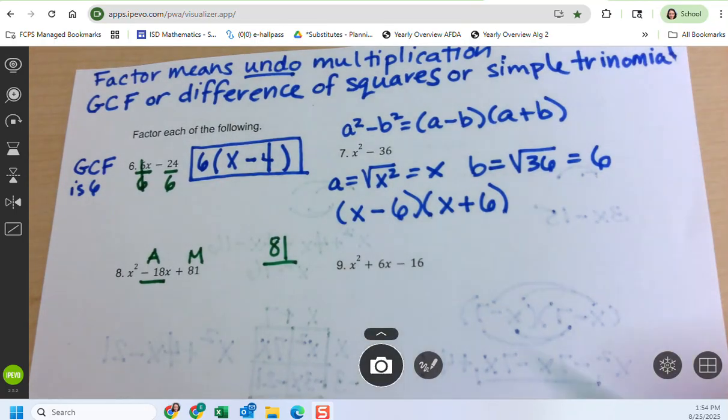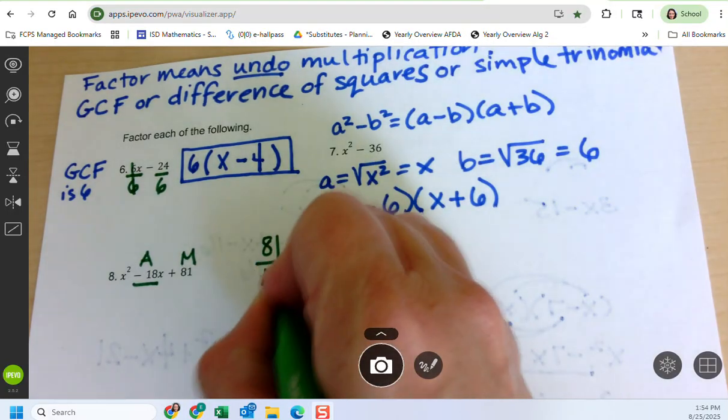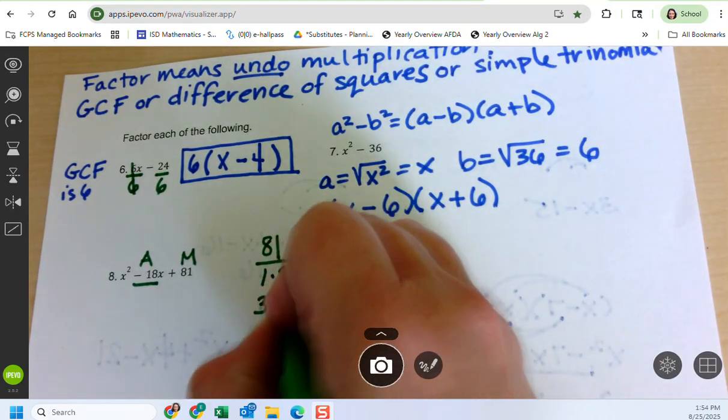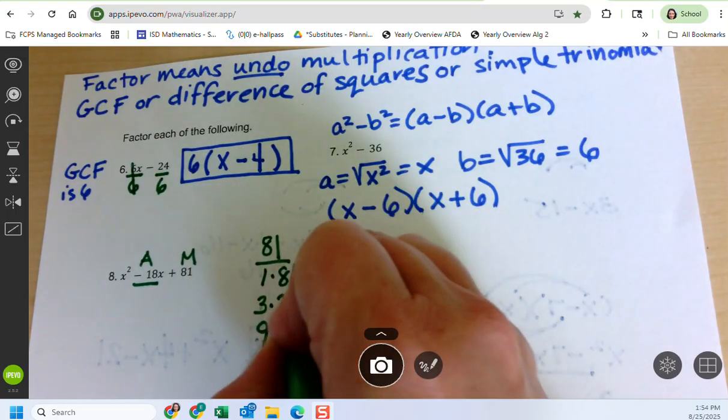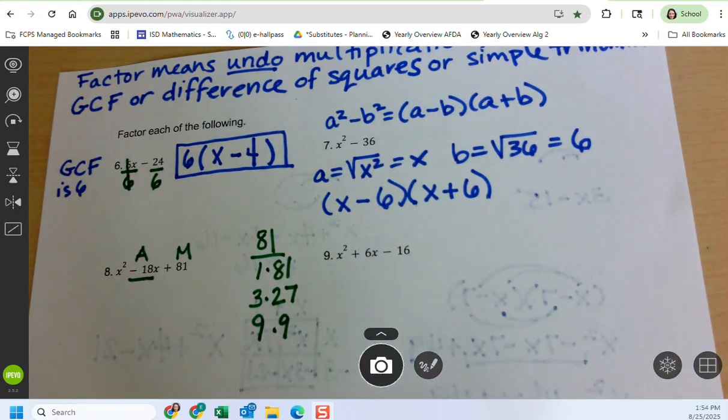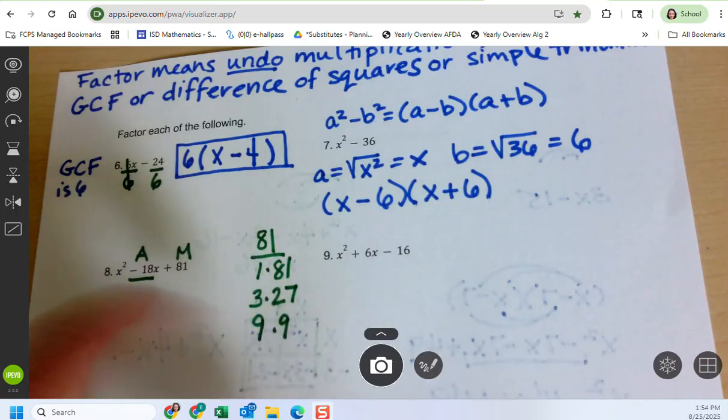So 81, it could be 1 times 81, 3 times 27, 9 times 9. These are some ways to multiply to 81. Do any of these add up to negative 18?